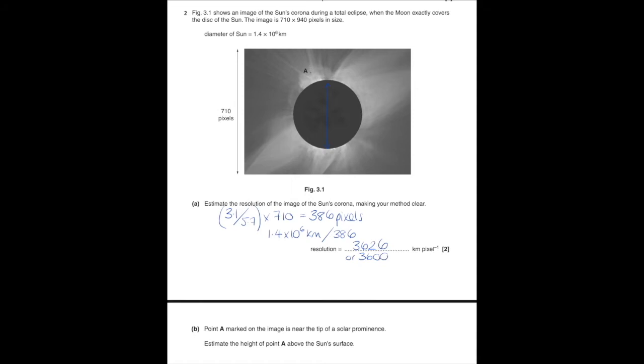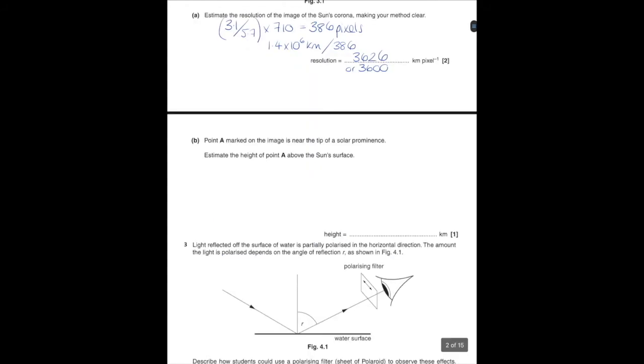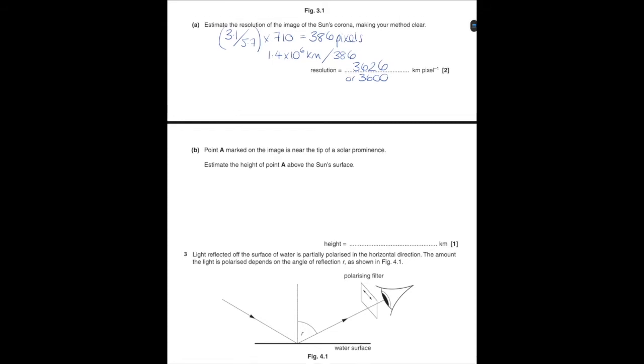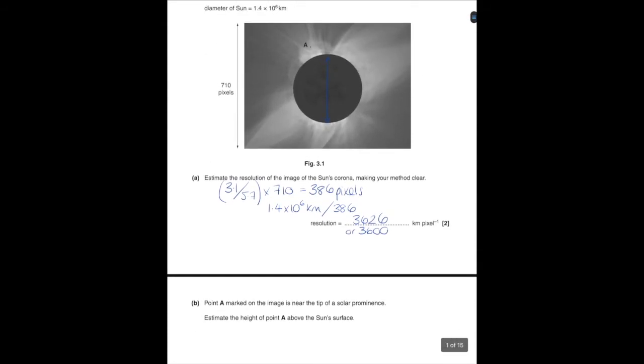All right, but again, anything in between sort of 3,200 and 4,000 would be an acceptable value here for the resolution, allowing for variation in measurements taken from the image. So now we're being asked to use the value of resolution that we've just found to work out a real height. So the height that point A is from the top of the sun, or from the sun's surface. Okay, so if we go back, this still involves this idea of ratios.